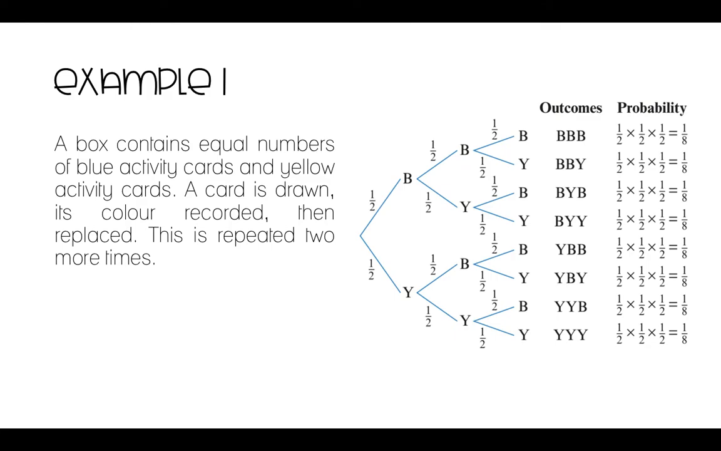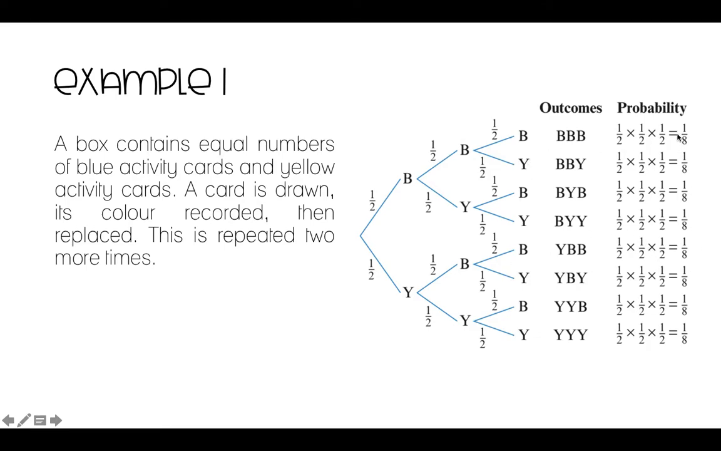So let's look at example number 1. A box contains an equal number of blue activity cards and yellow activity cards. A card is drawn, its colour recorded and then replaced. This is repeated 2 times. So the tree diagram, which is over here, you will have done this before. We did this when working with tree diagrams, but we're going to do some more examples. So over here is our tree diagram, and I've already filled out the outcomes and also the calculation of the probability. So for blue, blue, blue, it would be half times half times half, which gives us 1/8, and so on.